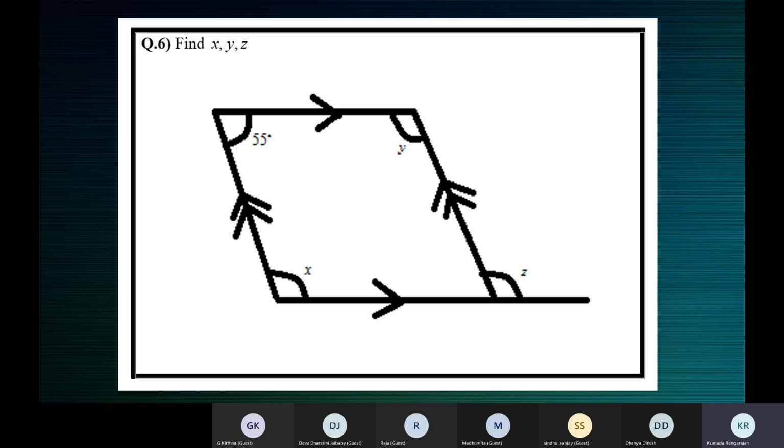Alternate angles are equal. Or as Madhumita said, you can find this angle. This is 55. So this is also 55. 55 plus Z is equal to 180, linear pair.